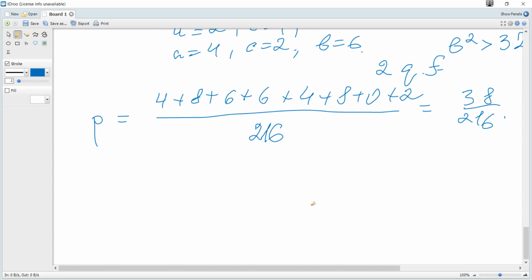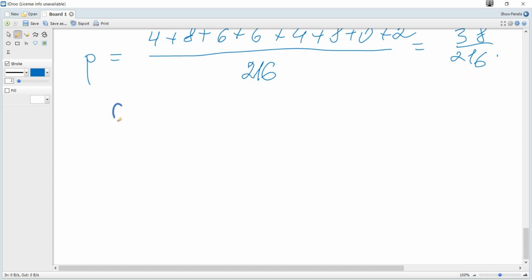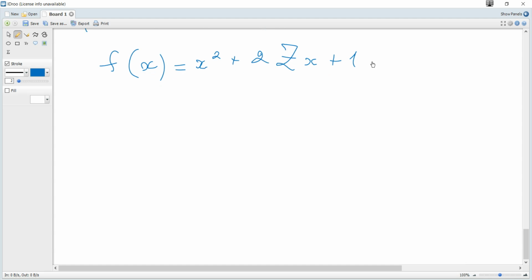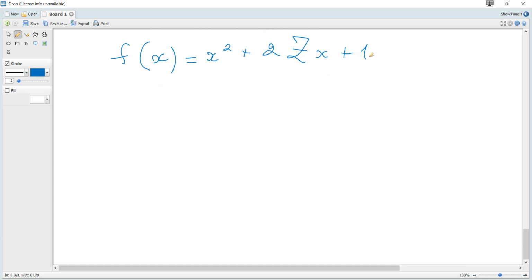The next part. In parts G and H, consider a randomly generated quadratic function f of x to be x squared plus 2zx plus 1, where the continuous random variable z is distributed normally with parameters 0, 1. It's a standardized normal distribution. G.